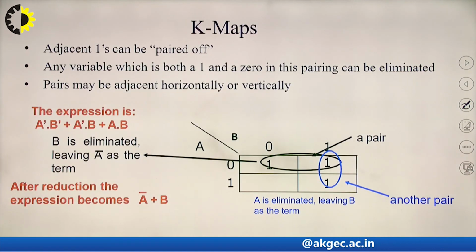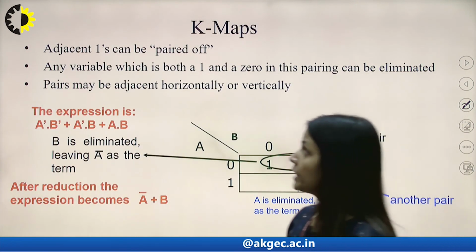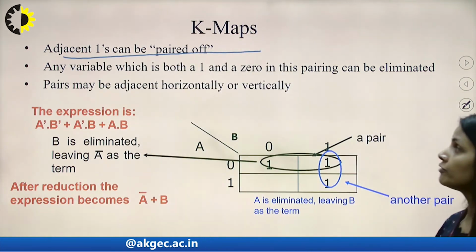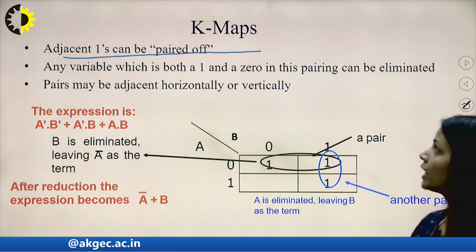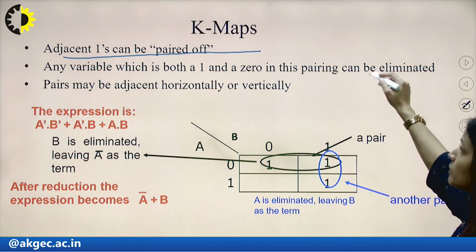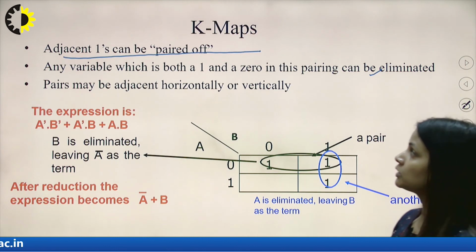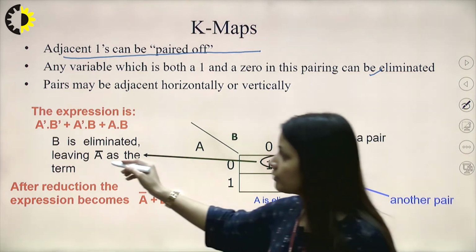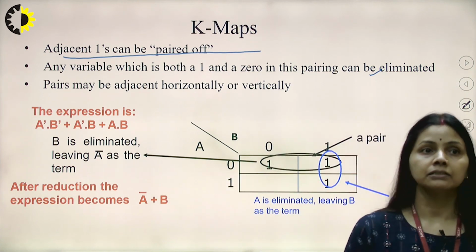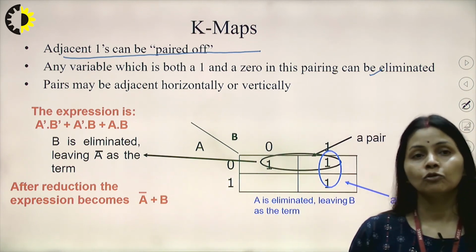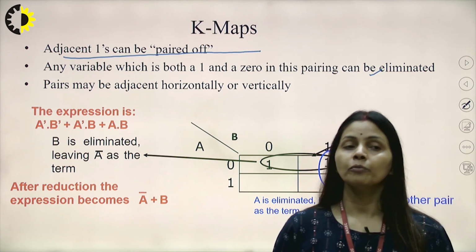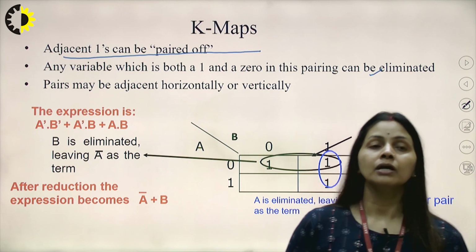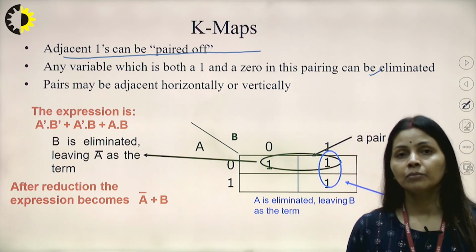Similarly, now K-map adjacent ones, we have already seen that adjacent ones can be paired, and any variable which is both 1 and 0 in this pairing can be eliminated. Pairs may be adjacent horizontally or vertically and the expression is this one, and B is eliminated leaving A bar as a term. After the total reduction we have obtained the final expression after solving using the K-map, that comes out to be A bar plus B. Thank you.